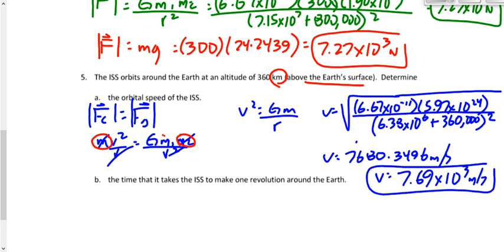And the time that it takes the ISS to make one revolution around the Earth? What is that called, the time that it takes to make one revolution? Yeah, it's the period, right? Now, Matty G, how am I going to find the period of the ISS making one revolution around the Earth? Good. V is equal to 2 pi r divided by t. Rearrange that. T goes up, V goes down.